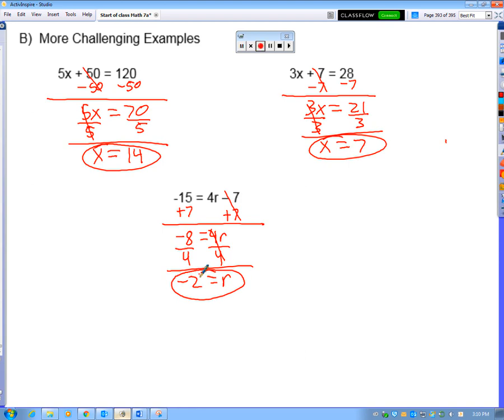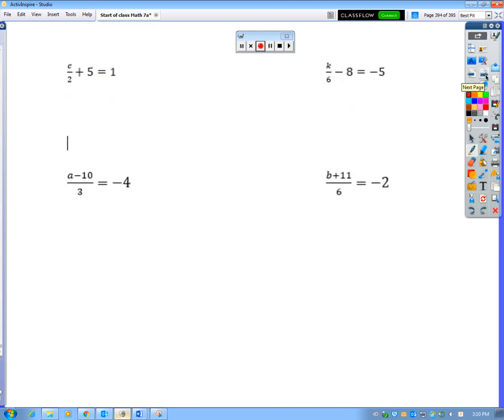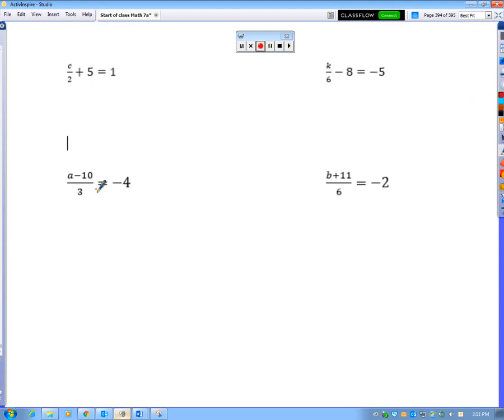Alright, you guys feel pretty good about those? We're going to change it up a little bit. Now we have these type of problems. We're going to focus on these type, and then I'll show you guys how to do these ones right here. Okay? This problem, we have c divided by 2 plus 5 equals 1.